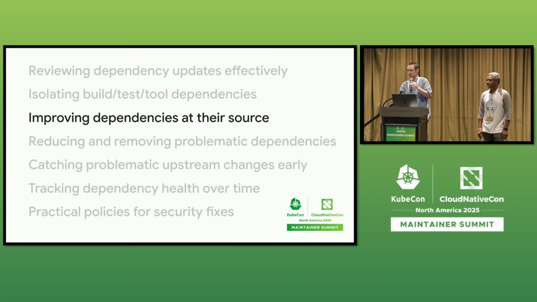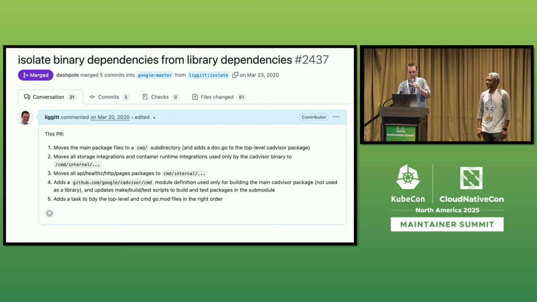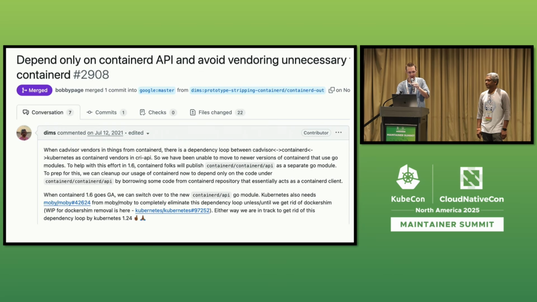But you kind of have to go do the work. And so we had a few examples. The cAdvisor one was one I already mentioned, where we basically just made a separate module for their binary. DIMS also went upstream a bunch of times to Containerd, and we were pulling in all of cAdvisor. We were pulling in all of Containerd when all we needed was the API types.